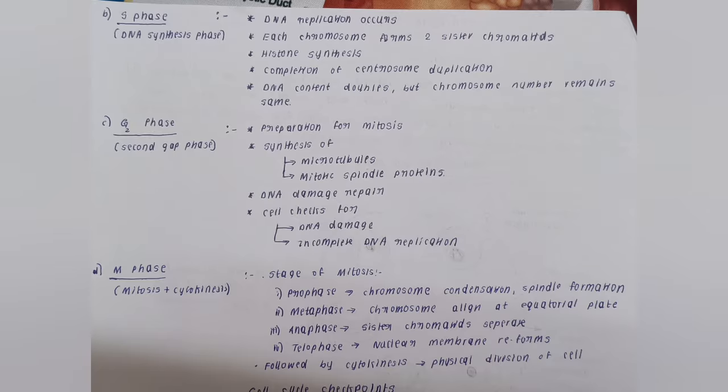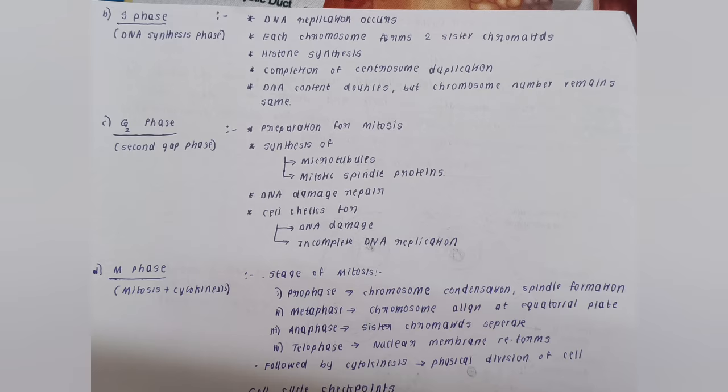Now coming to the next phase, that is S phase. So in S phase, DNA replication occurs, and each chromosome forms two sister chromatids. Histone synthesis also takes place, and centrosome duplication completes during this phase. And here DNA content doubles, but chromosome number remains the same.